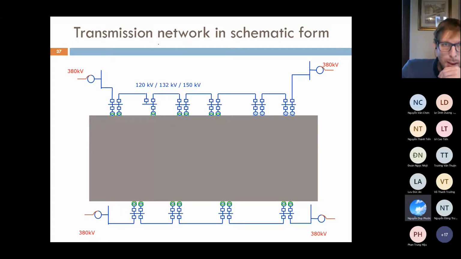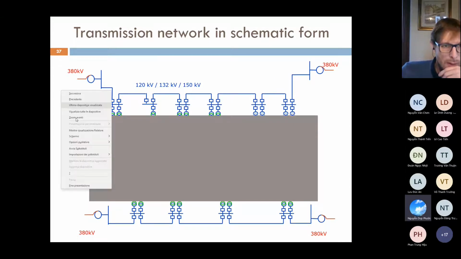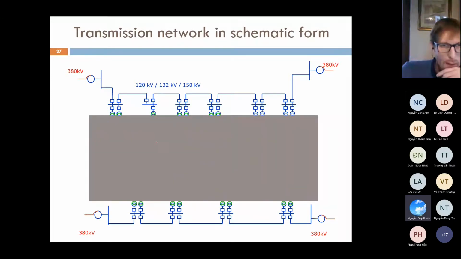Here is the transmission network in a schematic form. So how is the transmission network made? Basically, here you have a very high voltage transmission network. Then here you have a transformer that drops the voltage to a lower level, which is this one. Again, here you have a very high voltage transmission network that brings the voltage down to a lower voltage.